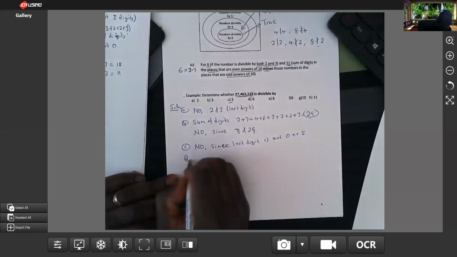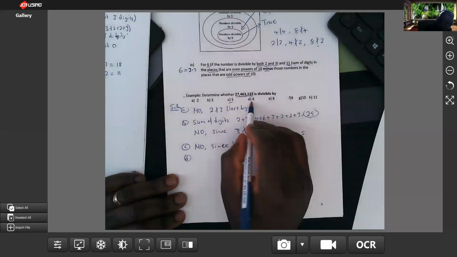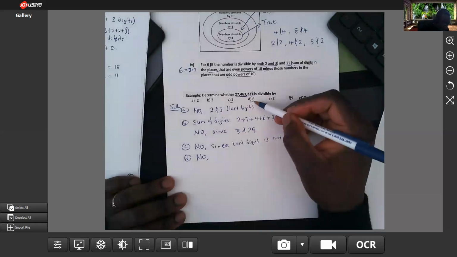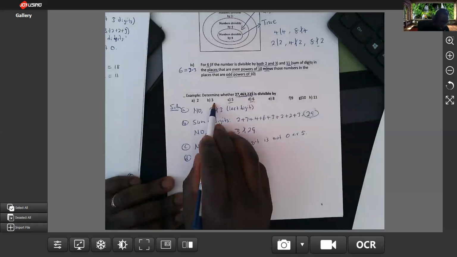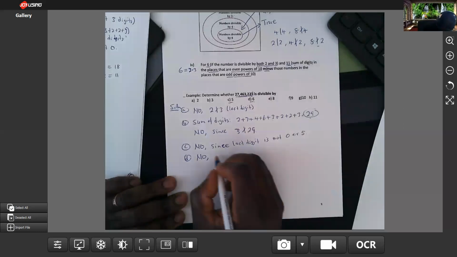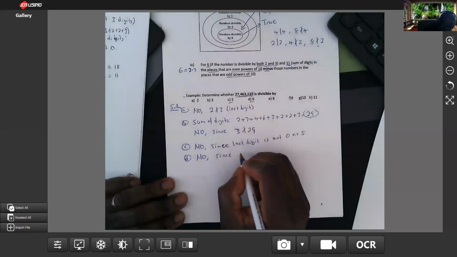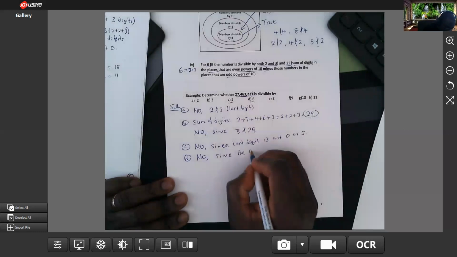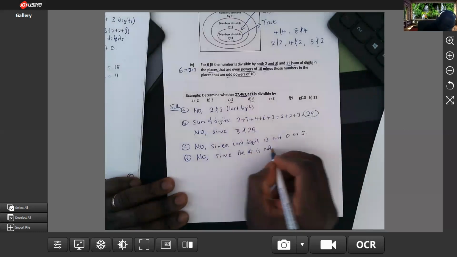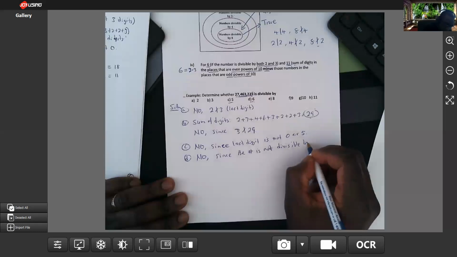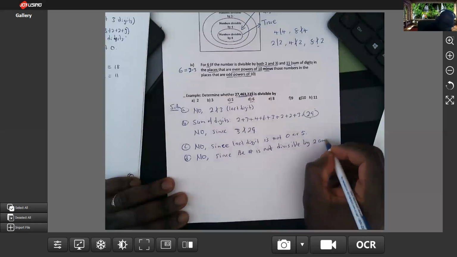Okay, D, is it divisible by 6? The answer will be no, because if it's divisible by 6, then it must be divisible by both 2 and 3. So since 2 does not divide the number, the number is not divisible by 2 and 3.